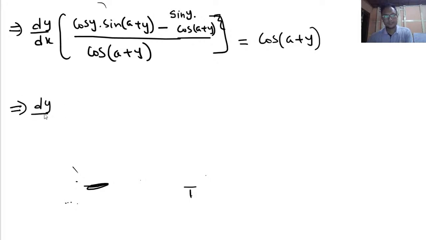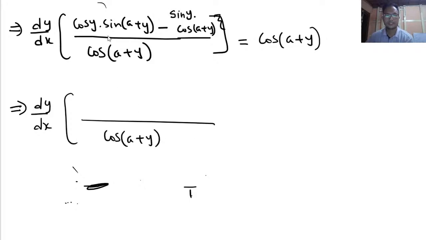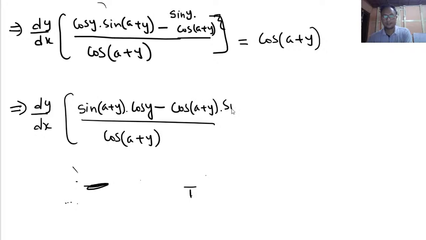The function is dy by dx, and here cos of a plus y, right? So the function is sin a plus y into cos y minus cos a plus y sin y is equal to cos of a plus y.